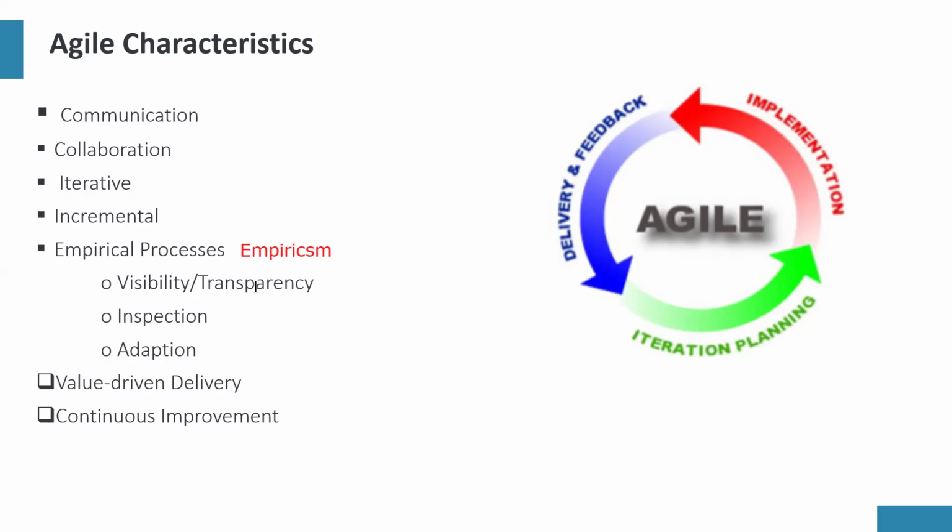And what do these three pillars mean? So first of all, for us to be able to manage an empirical process, there has to be visibility or transparency in the work. So what does visibility or transparency mean?